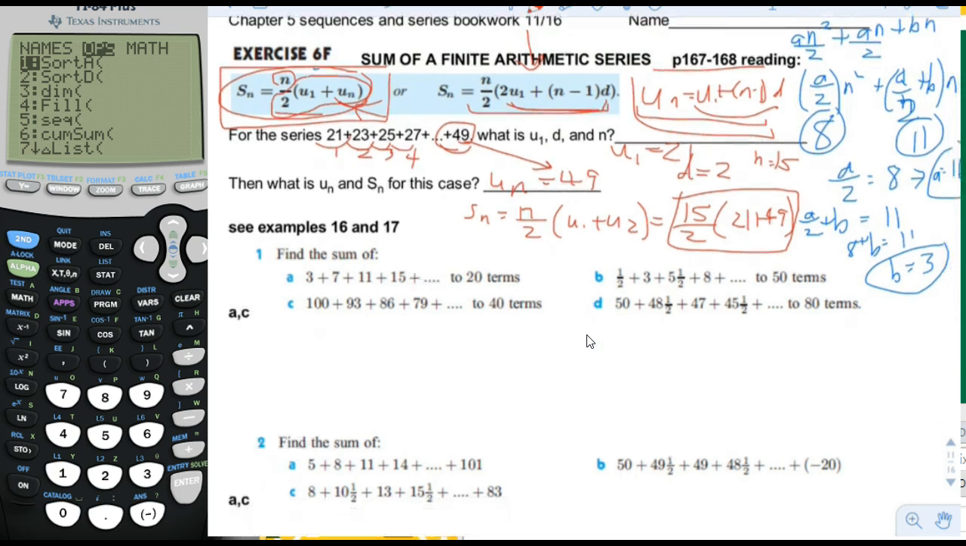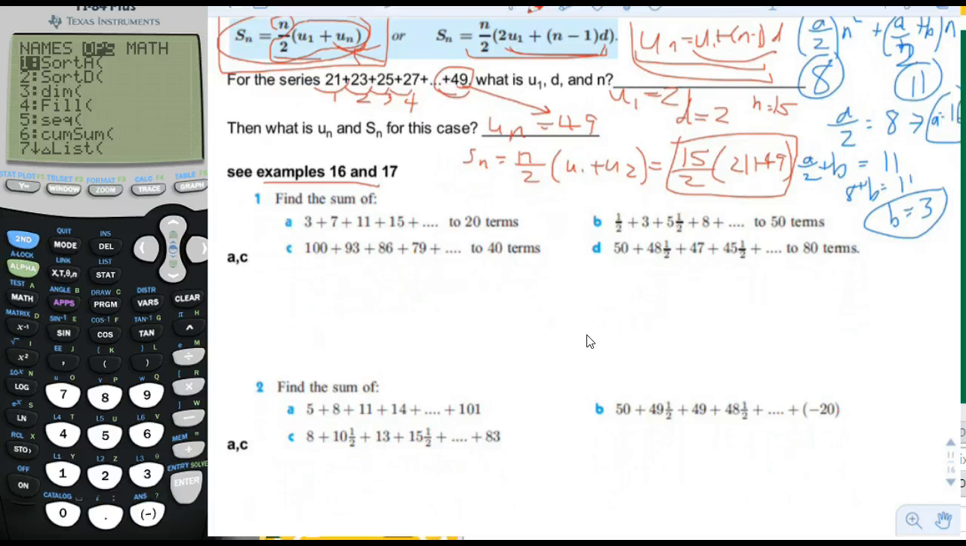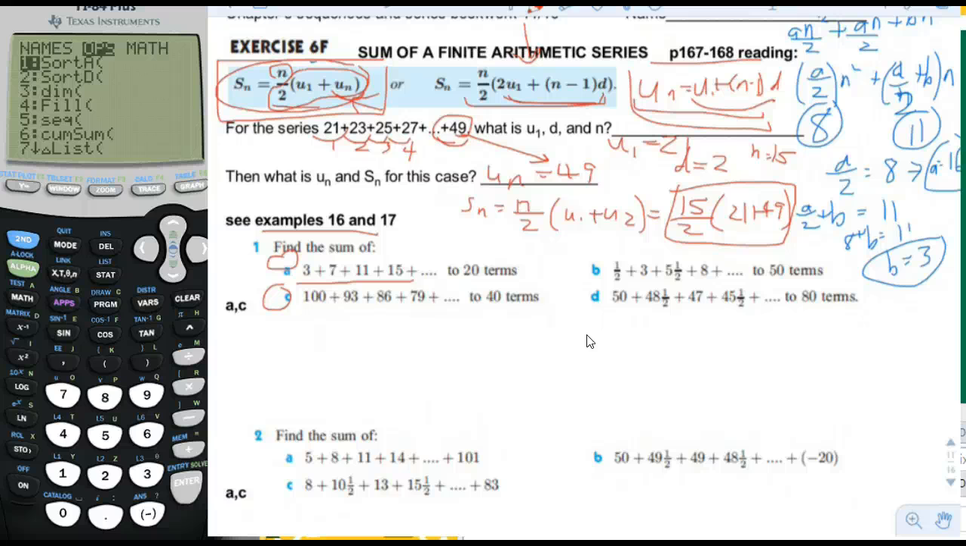Okay? And then now we're going to take a look at example 16 and 17, and then we'll do A and C. So find the sum of 3 plus 7 plus 11 plus 15, etc., to 20 terms. Okay? Now, since we do not know un, then if we want to do it all in one shot, we would use this equation here. So we would say, for A, Sn equals n over 2 times 2u1 plus n minus 1 times d. So we know n is 20, right? Because they said 20 terms. And we know u1 is 3, right? So we'll put those in.